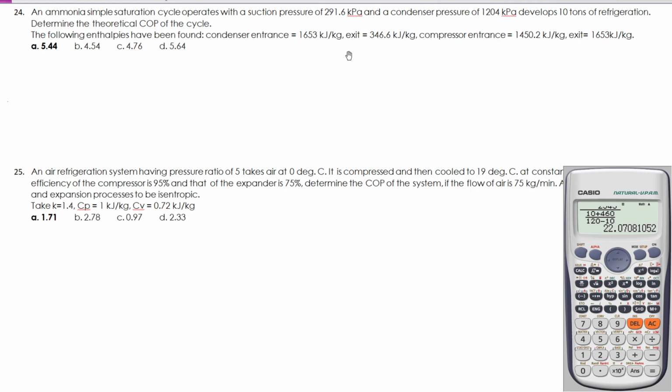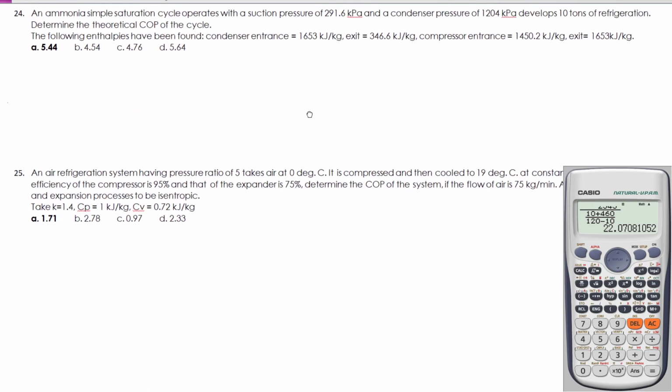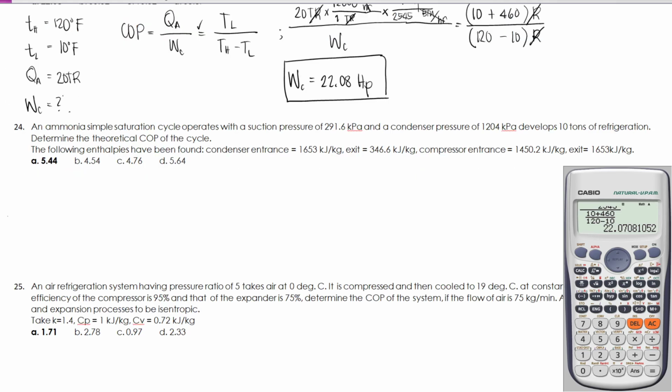Ayun. So, by the way, para dito kay number 23, tama naman yung sagot natin. Letter A, 22.08 horsepower. Proceed lang tayo dito sa number 24. So, dapat letter A, 5.44 ang ating makuha. So, first one, pag sinabi nating simple saturation cycle, yan din yung vapor compression refrigeration cycle. Yung basic.